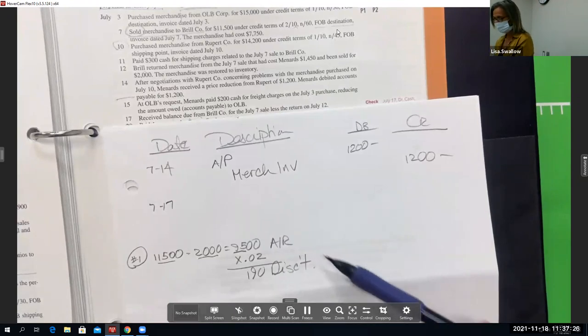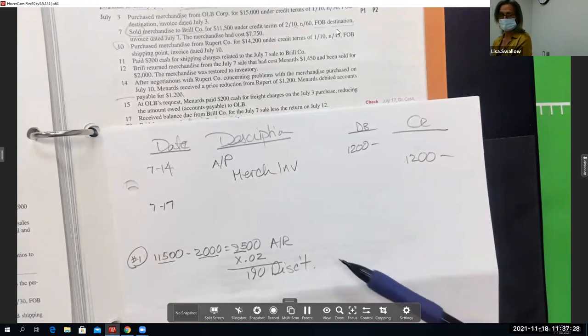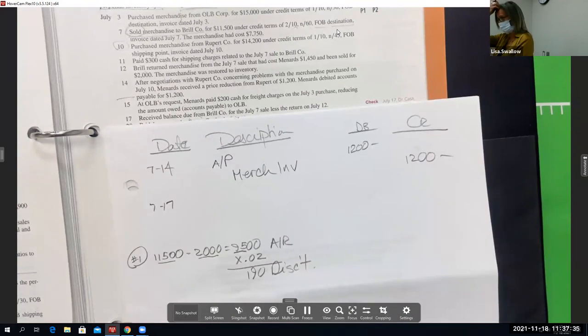Here's some of my cat scratchings. Turn that into your journal entry. Now, step number one, you got to figure out what's in your AR, because otherwise, how do you know what to pull off?